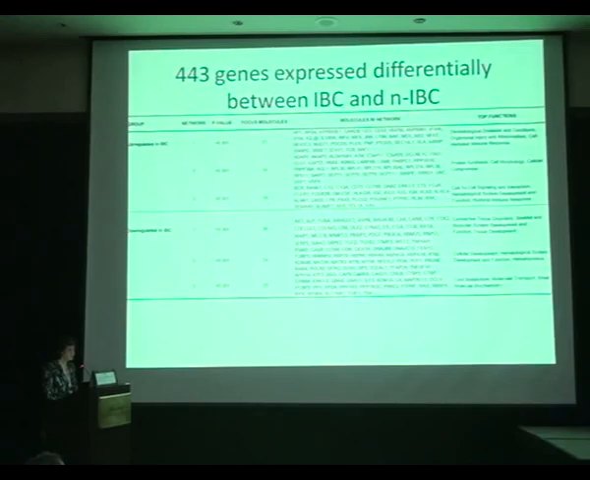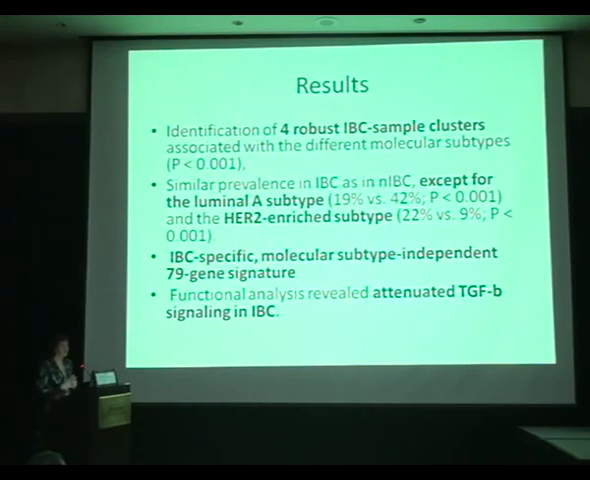So they have found 443 genes that are expressed differently between inflammatory and non-inflammatory breast cancer. Of course, I'm not going to detail that, but we have genes that are involved in cell motility, for instance, that are in the inflammatory group. In this consortium, they have identified 4 robust inflammatory breast cancer sample clusters that are associated with different molecular subtypes.